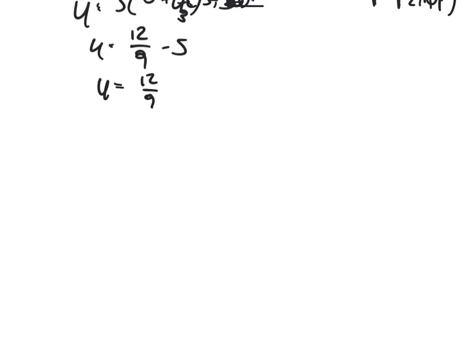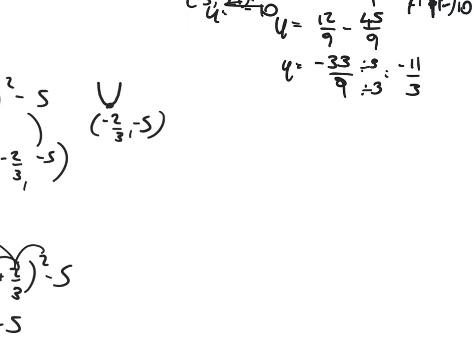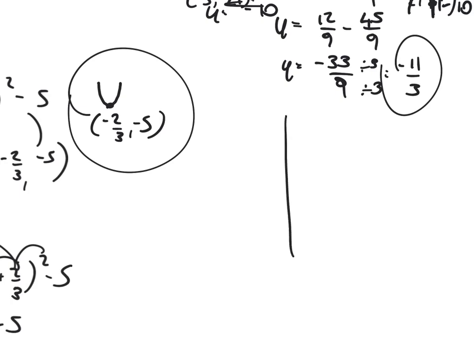And that's 12 ninths. Take away 5. I'm going to change that into ninths. That'll be 45 ninths. 12 ninths take away 45 ninths is minus 33 ninths. But I can divide top and bottom by 3. That'll be a minus 11 thirds. Okay, so it's concave down, there's my turning point, and there's the y-intercept. So minus 2/3 minus 5 might be around there. Minus 11 thirds, so that's just shy of minus 4, that might be around about there.